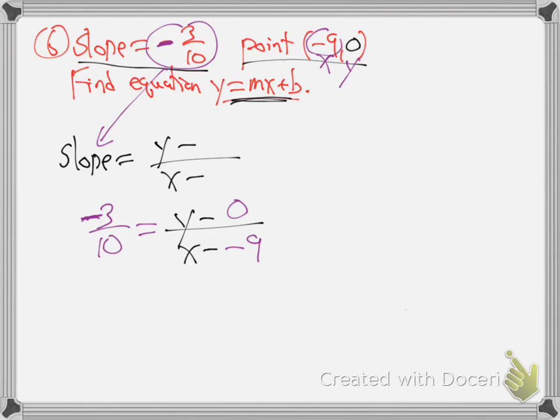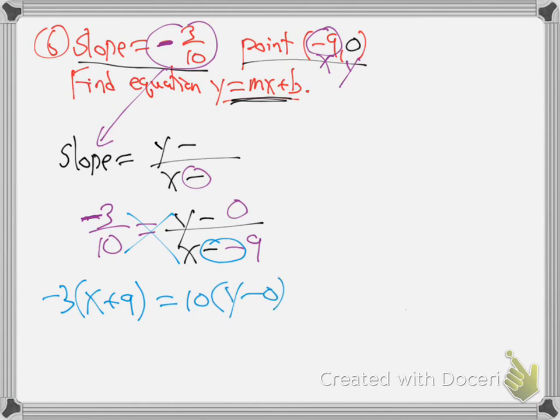So we've got the negative on the x right here, and then the formula also has its own negative sign right there, so double negative is going to be positive. Okay, so now we diagonal cross multiply. Negative 3 times x plus 9, write that double negative, is 10 times y minus 0. Distribute. Minus 3x minus 27 is 10y minus nothing. So you can just get rid of that minus nothing.